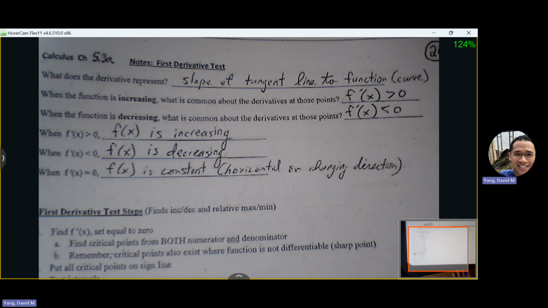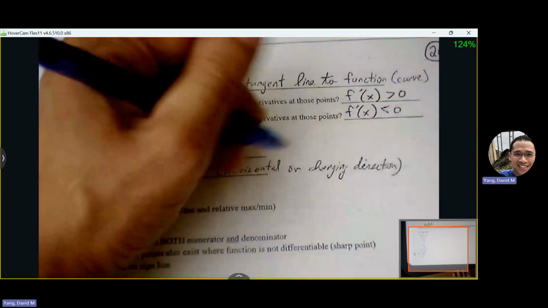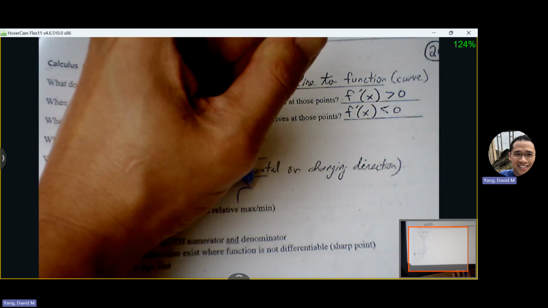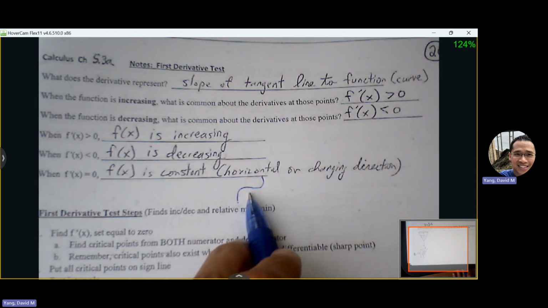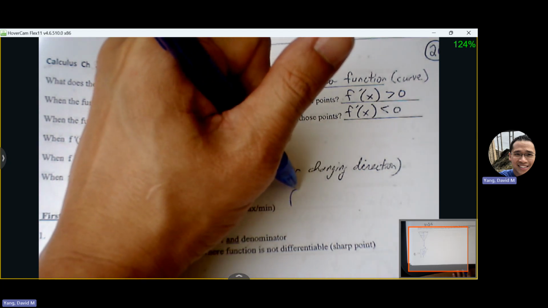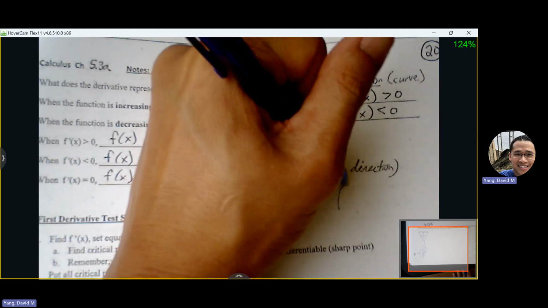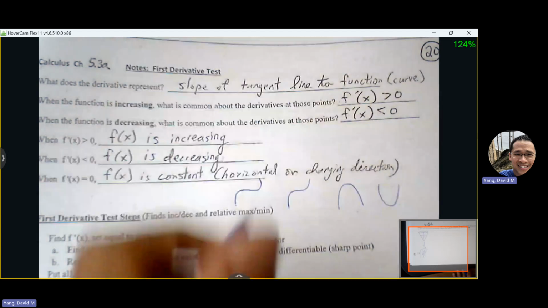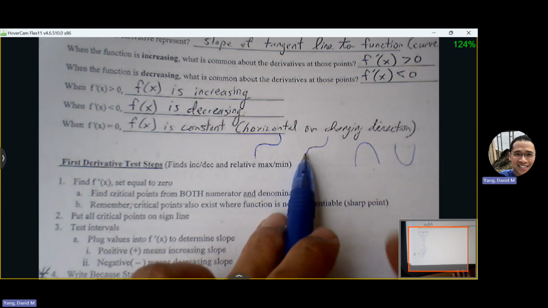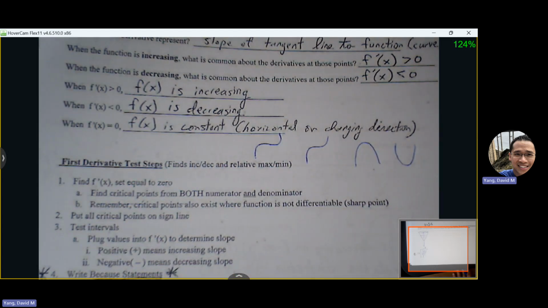If f prime is equal to 0, that means my function is a constant. It's either going to be experiencing potentially a relative max, a relative min, or it's just where a horizontal tangent is. So maybe a graph where the slope is flattening out for a moment and then rising, or a peak or valley. Those are all slope zeros. Slope zero doesn't guarantee a peak or valley, but it is many times a candidate for maxes and mins.